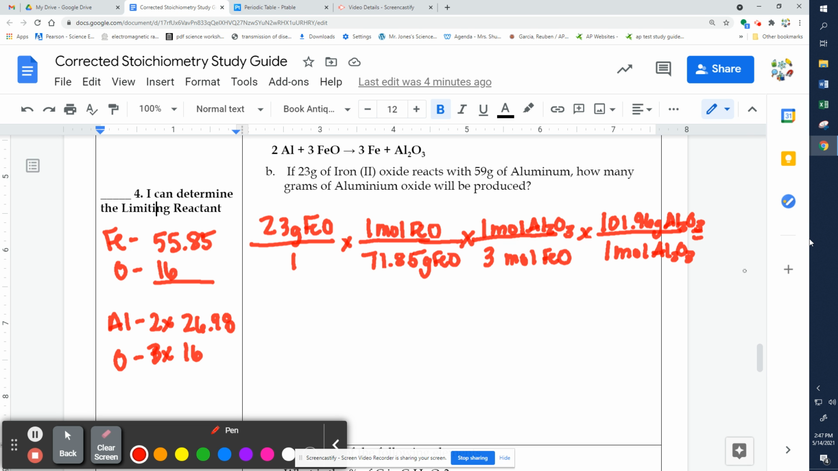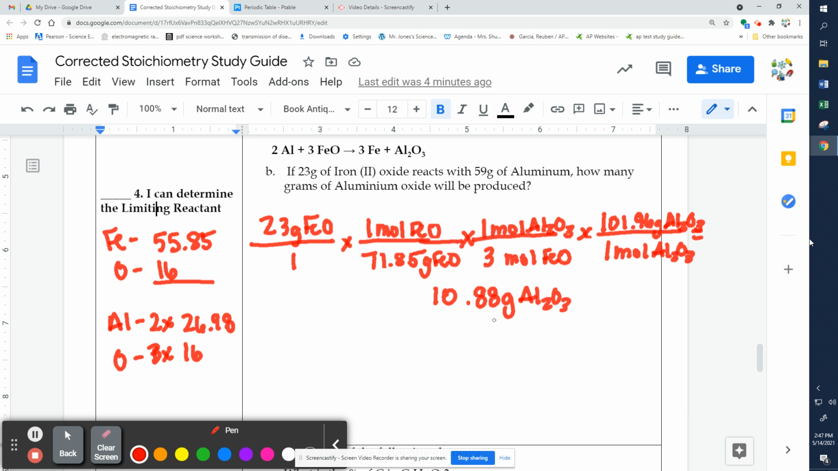That is the end of our entering. Now we just need to enter it into our calculator. So again, we're going to take 23 divided by 71.85 divided by 3 times 101.96. So this is going to produce 10.88 grams of aluminum oxide. We have our next one to do.